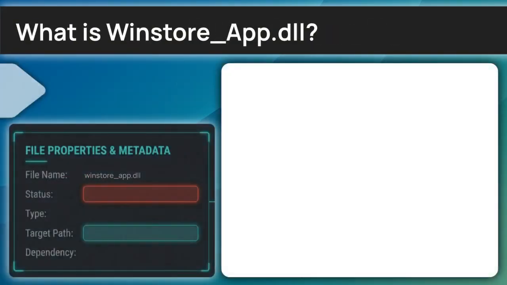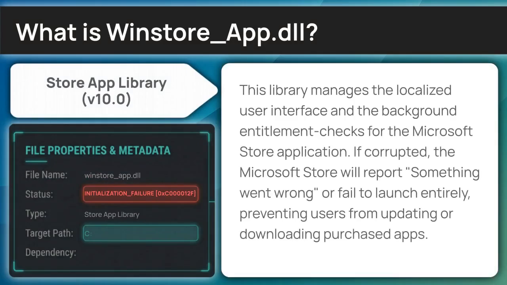This is the Windows Store App Library. This library manages the localized user interface and the background entitlement checks for the Microsoft Store application. If corrupted, the Microsoft Store will report something went wrong or fail to launch entirely, preventing users from updating or downloading purchased apps. Enough of the technical side. Let's get these files back onto your system.